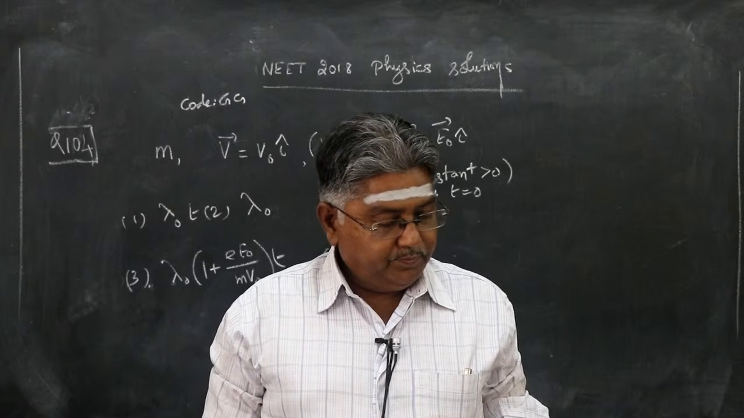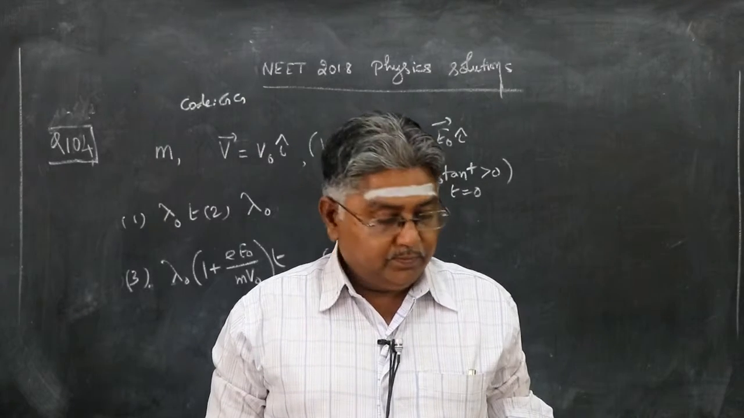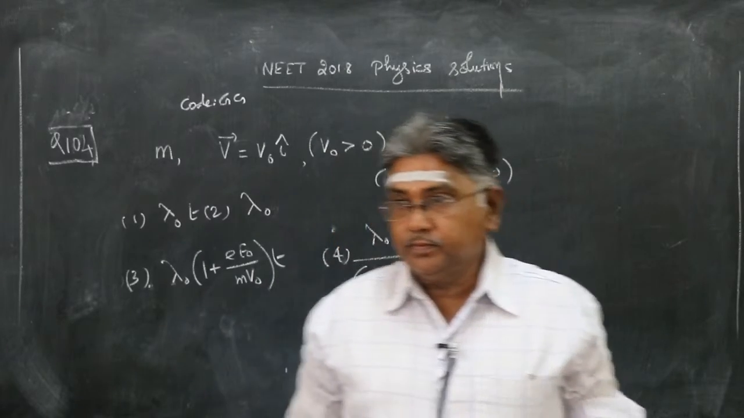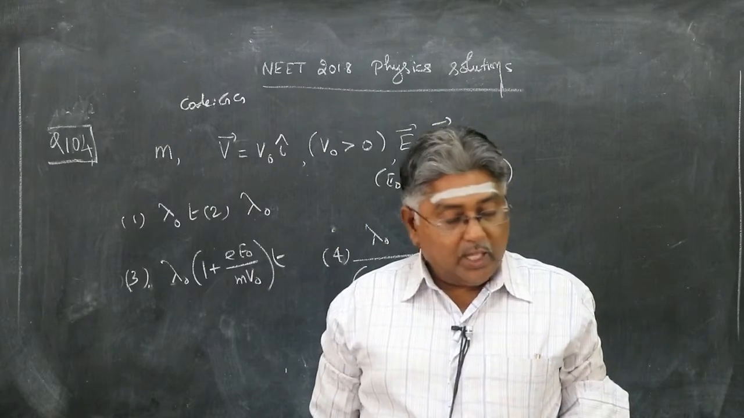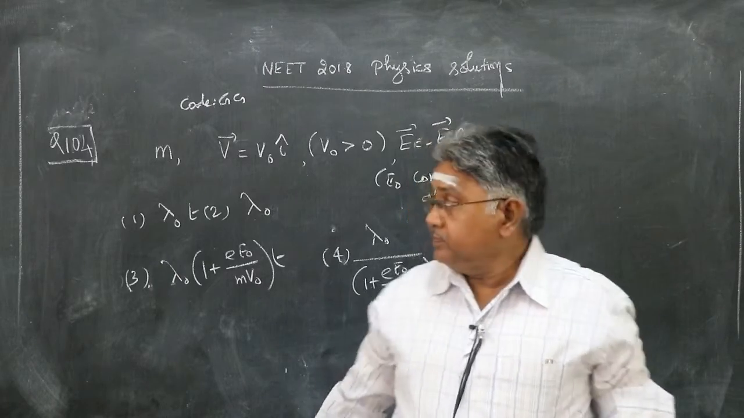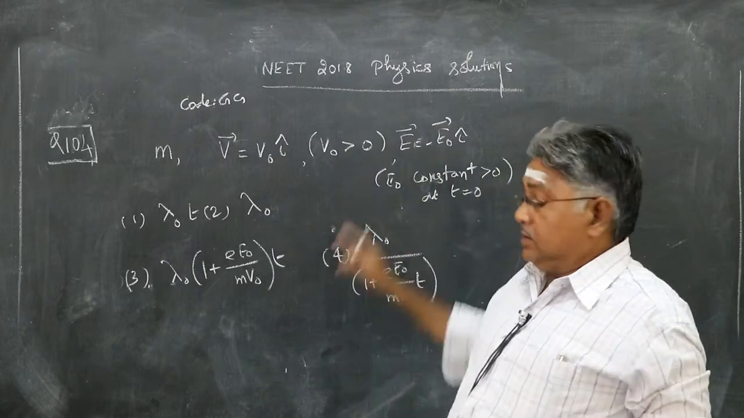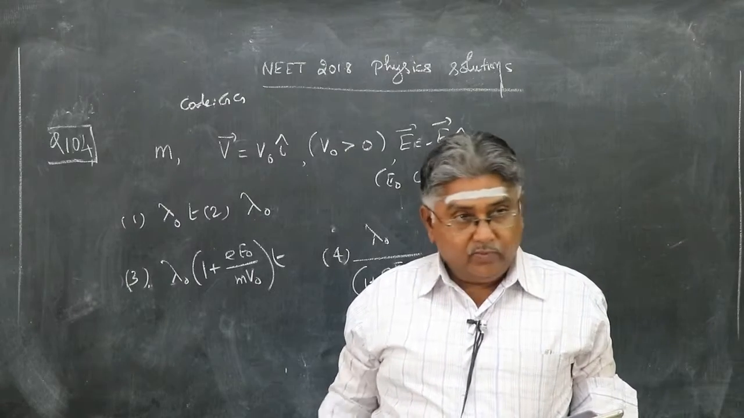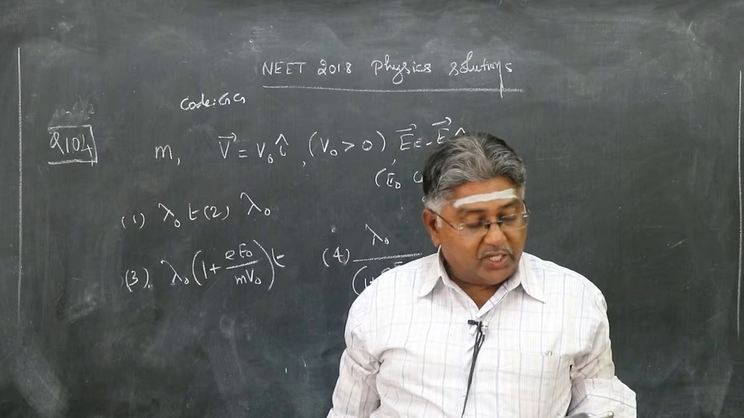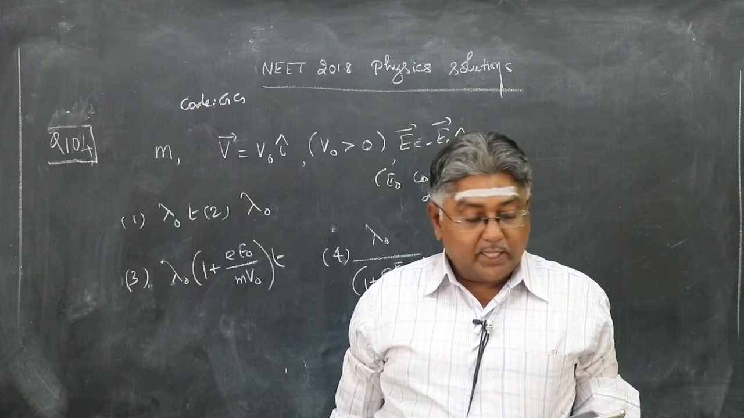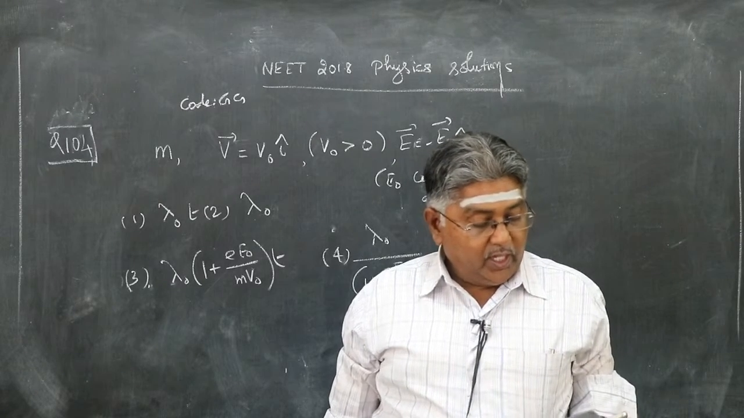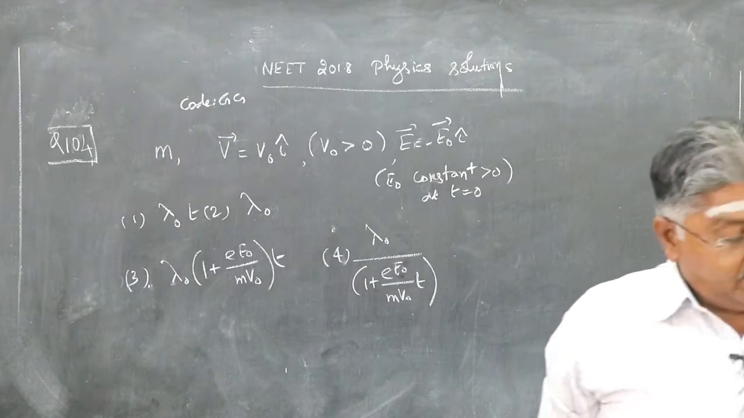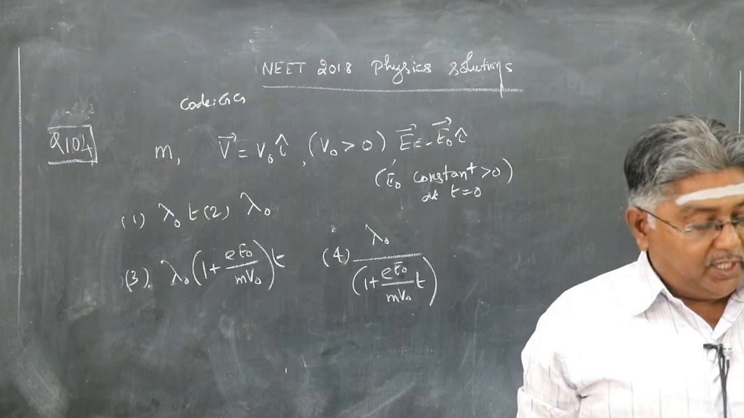Next question, question number 104. An electron of mass m with an initial velocity v equal to v naught i cap, v naught greater than 0, enters an electric field E, vector E equal to minus E naught, constant, E naught greater than 0, at t equal to 0. If lambda naught is the de Broglie wavelength initially, then its de Broglie wavelength at time t is.